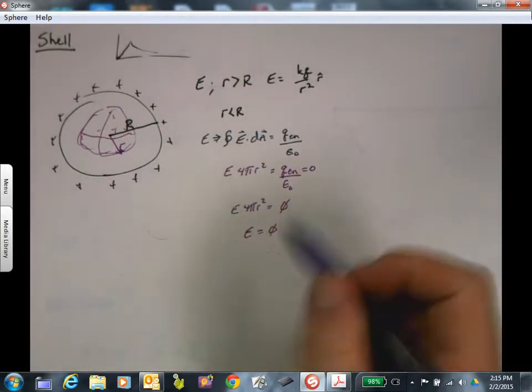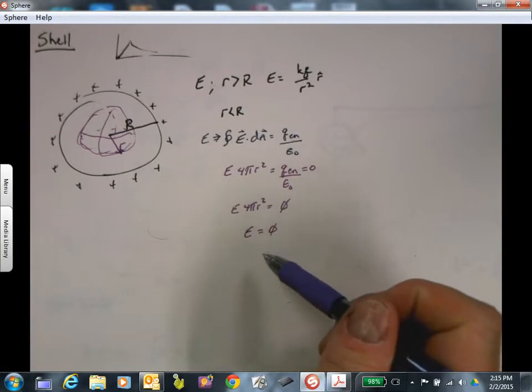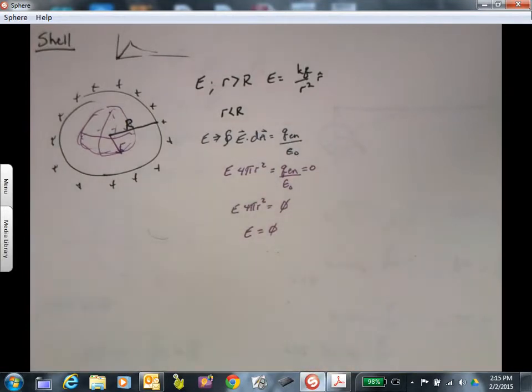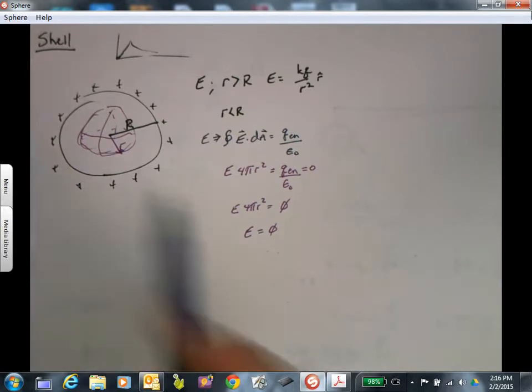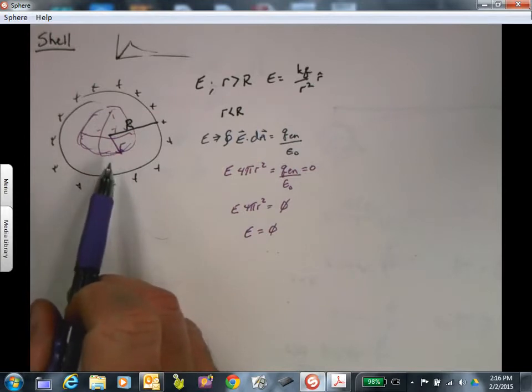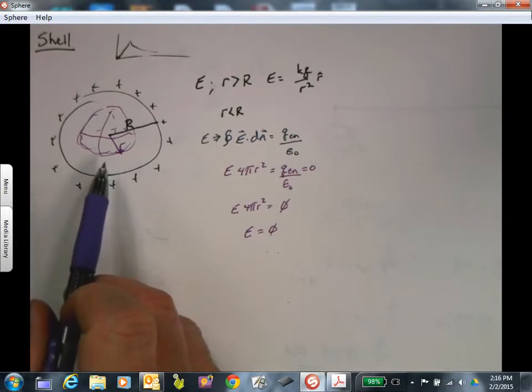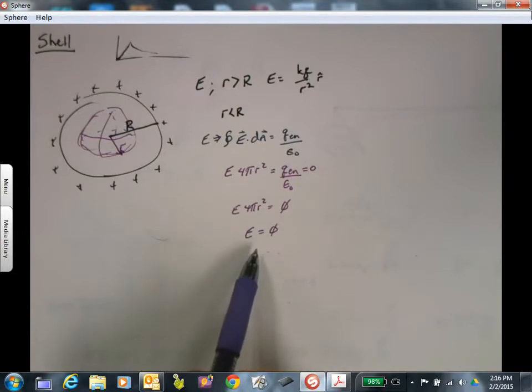And this is a pretty profound idea. If the charge is uniformly distributed throughout the volume of a sphere, then we have our field increasing to the surface, and then it decreases as 1 over r squared. But if there's no charge inside, there's no charge to enclose in a Gaussian sphere. Therefore, there's no electric field inside the shell.